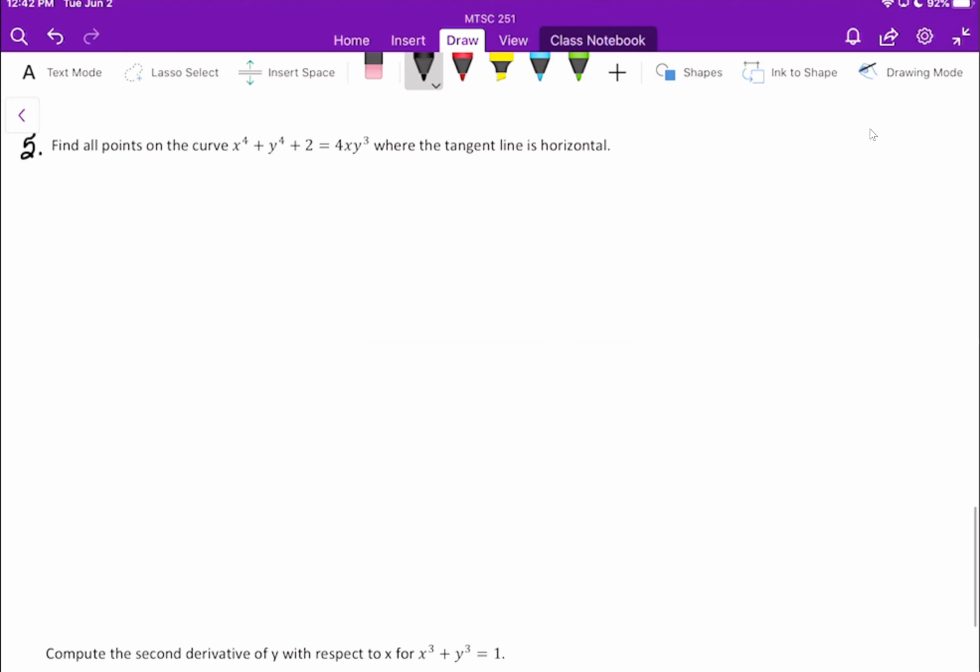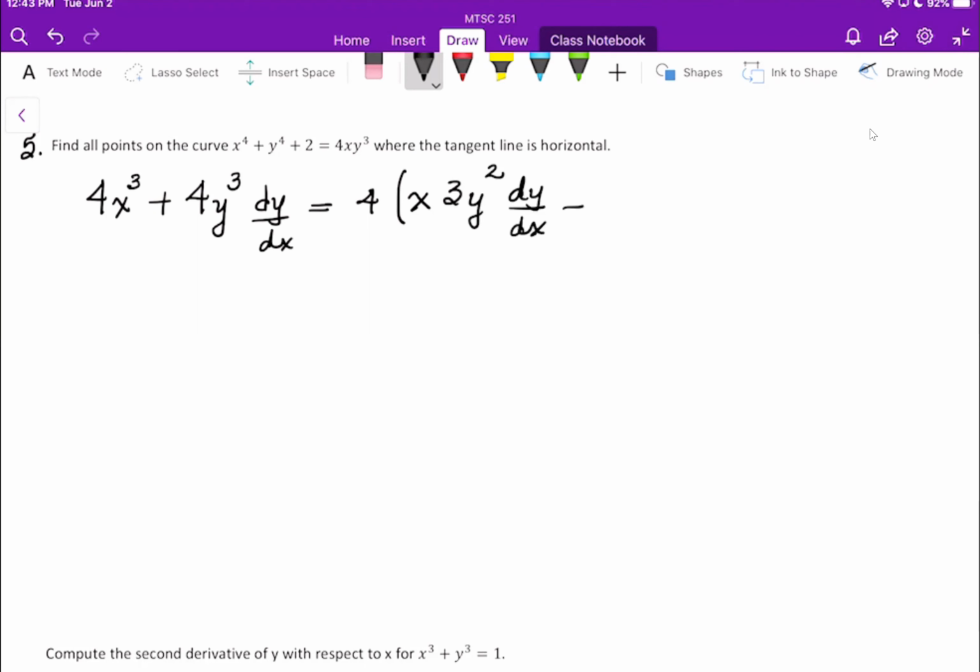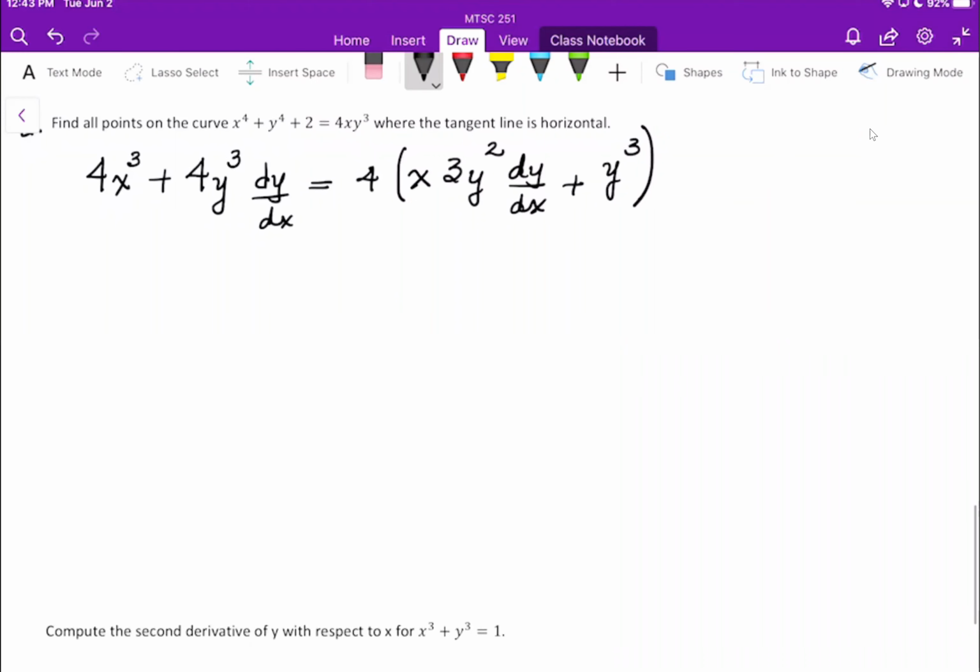So we get 4x cubed plus 4y cubed dy/dx. The derivative of 2 is 0, and this is equal to 4 times... we're going to take the product rule. So that's first, x, times the derivative of the second, which is 3y squared dy/dx, plus y cubed times the derivative of x, which is 1. Now, once again, we can see that every term has a 4, so we're going to divide out the 4.